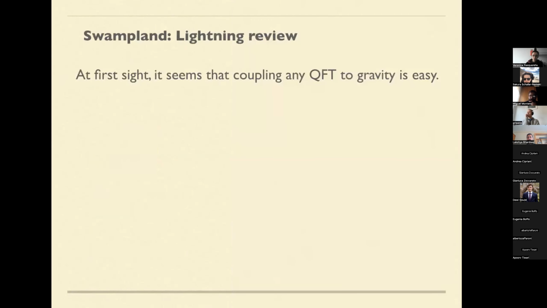So Swampland, what is the big context of the idea that there are no global symmetries in quantum gravity?